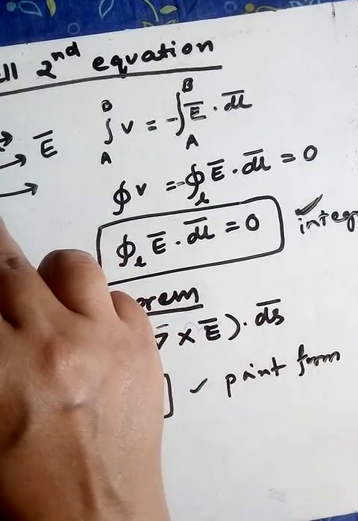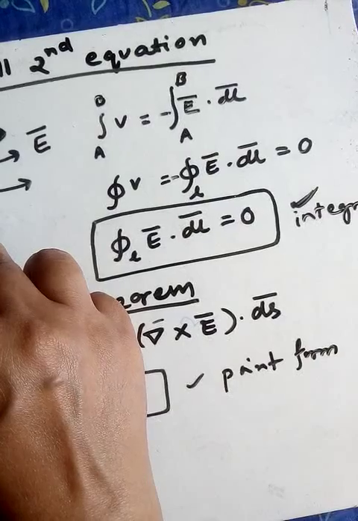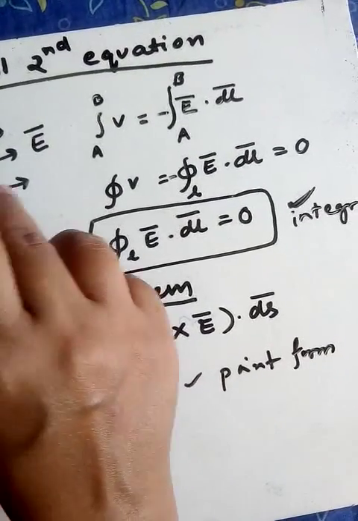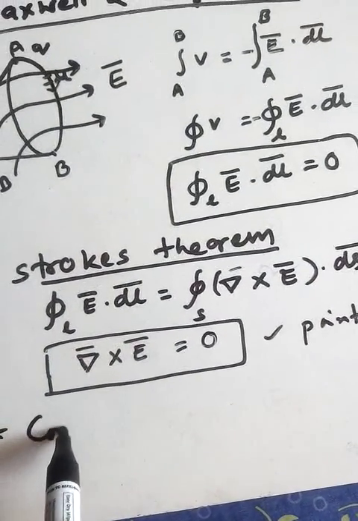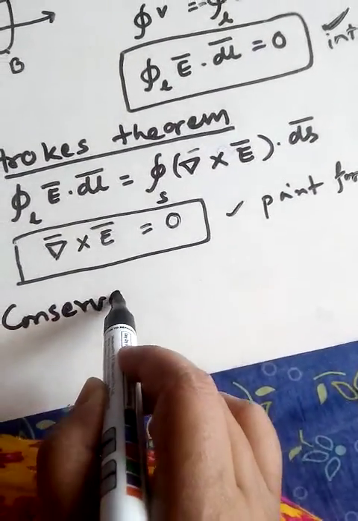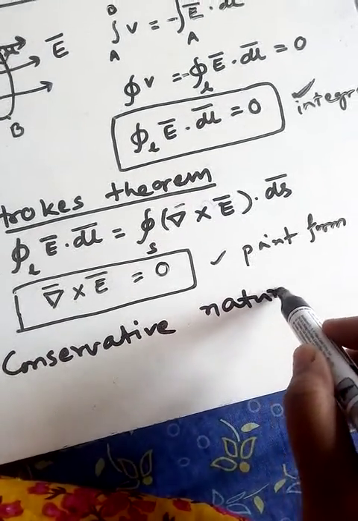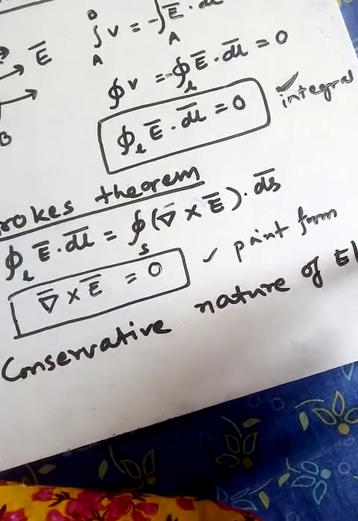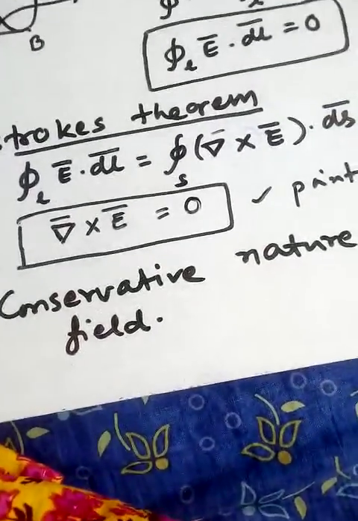of a closed loop is equal to 0, or the work done to take a charge from point A to B, and again B to A, is equal to 0. This shows the conservative nature of the electric field. This tells us the conservative nature of the electric field.